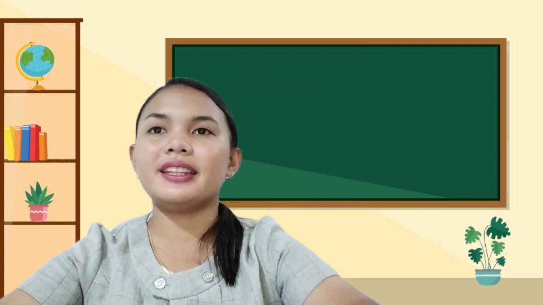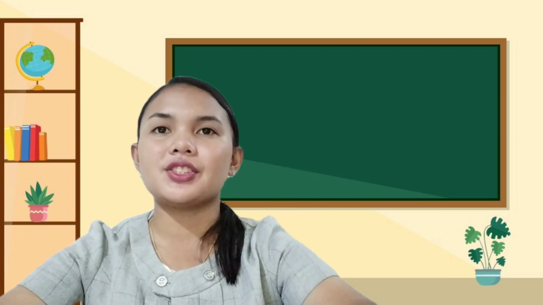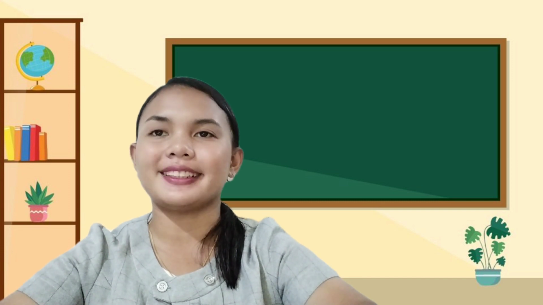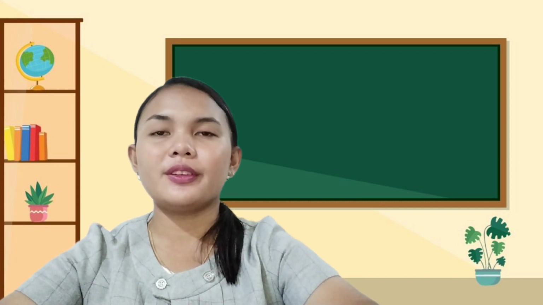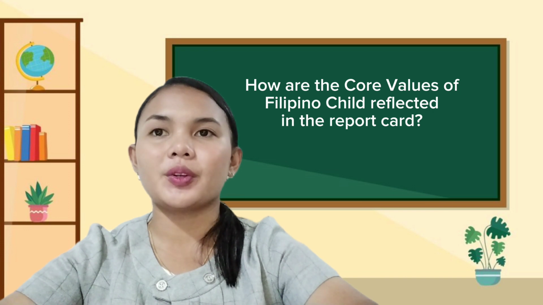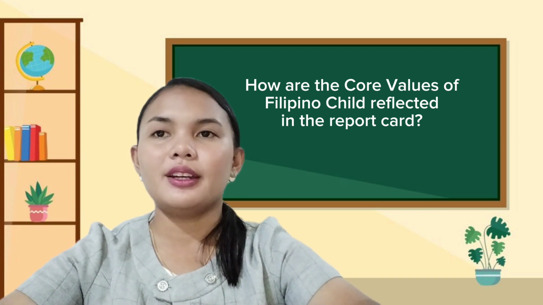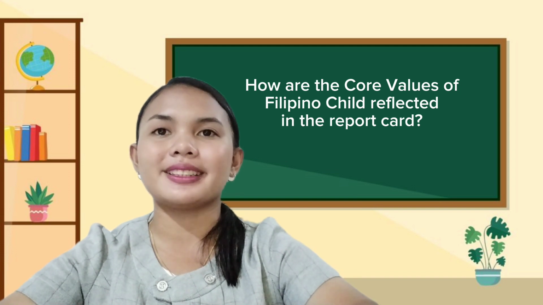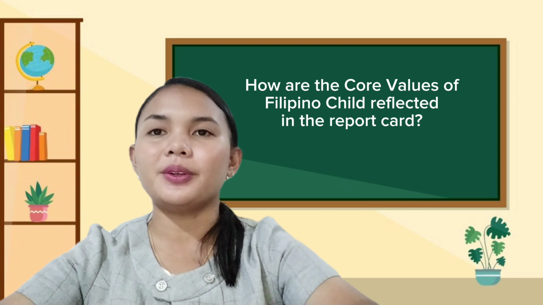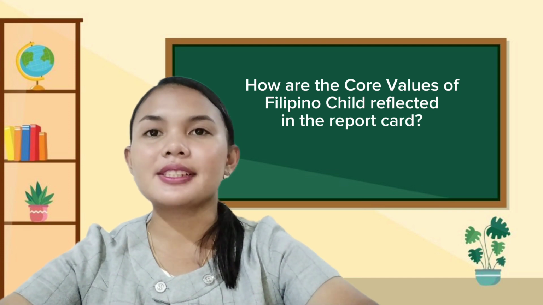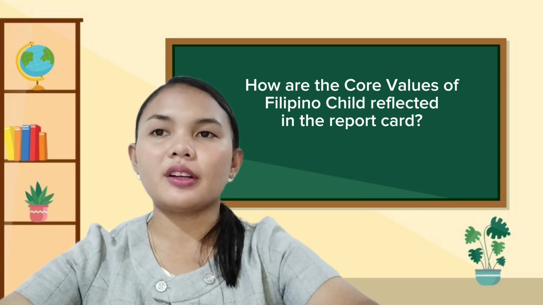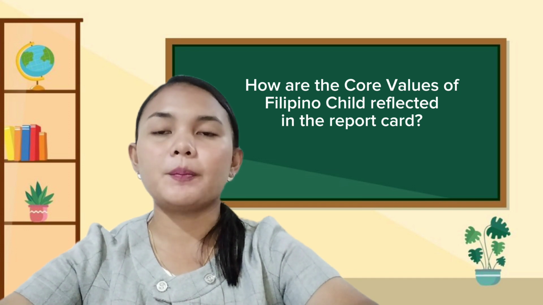So how are the core values of the Filipino child reflected in the report card? The core values of the Filipino child are reflected in the report card of junior high school students in different ways. The core values are integral to the holistic development of students, and they are incorporated in the different subject areas and activities in school. So here are some examples of how the core values are reflected in the report card.